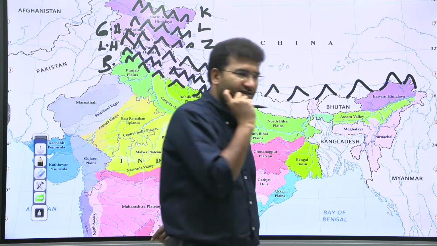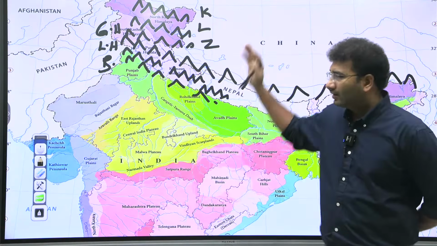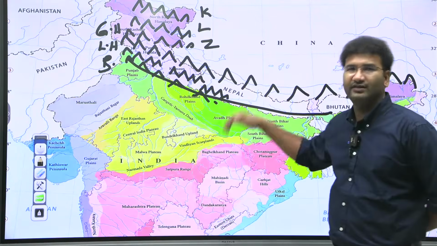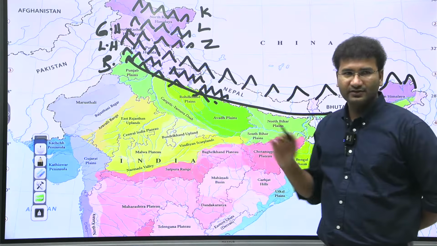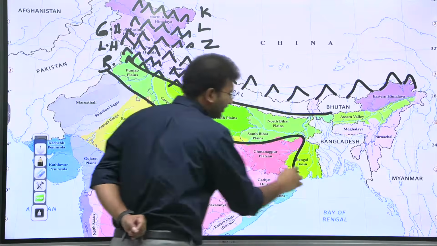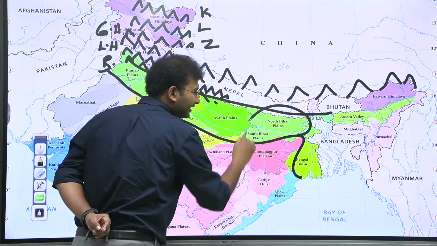So these are the three Lesser Himalayas, right? Once you learn about these Himalayas, we go into the northern plains. I'll tell you how they are formed also, not to worry. So these are your northern plains. Northern plains can broadly be divided; in Bihar, we call them the Bihar plains.